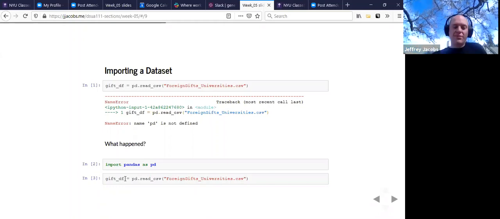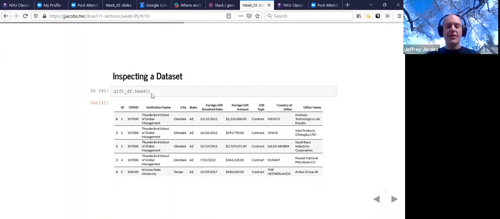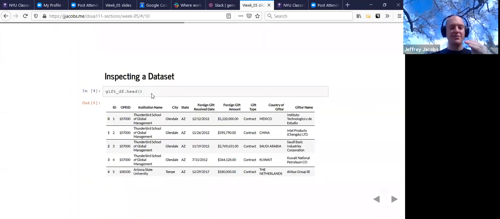And we store it into a variable called gift underscore df, which I named that to remember that gift is the unit. Each unit in this data set is a gift given to a university in the US from a foreign entity, and df is data frame. And then the first thing you should do, reflexively, when you load a data set, is look at it.